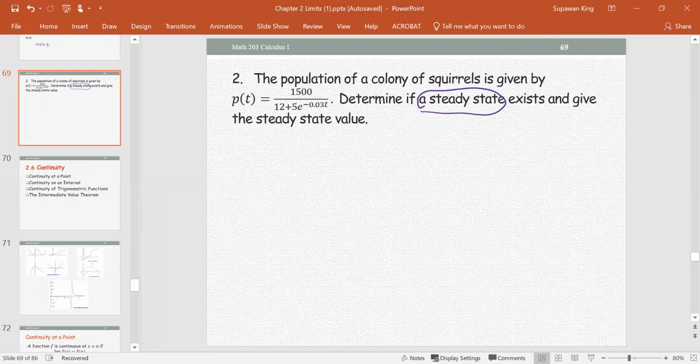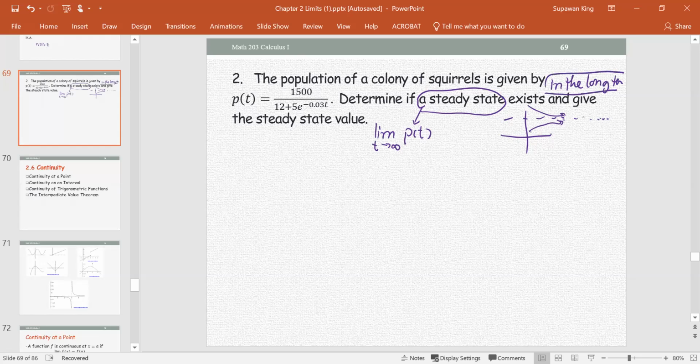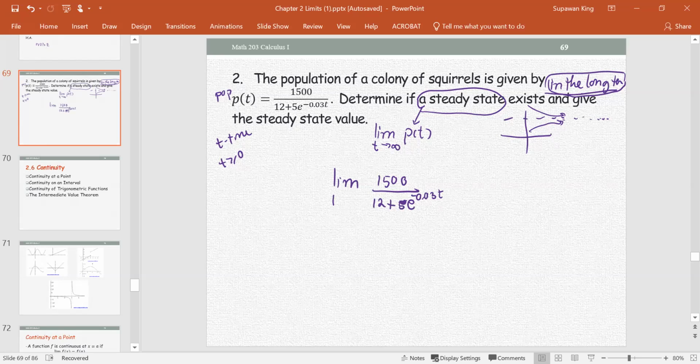Another terminology used is the carrying capacity. Like at one point, the number approaches what? That's the kind of steady state. The mathematical way to find the steady state is to find the limit of the population as t approaches positive infinity, so in the long term. In the long term, what's going on? Does it go to a particular number, or reach a certain quantity of the population? So P is the population and t is time, and time is always greater than or equal to zero. Otherwise it's not applicable, because we don't look at negative time. So we look at the limit at positive infinity: the limit of 1500 over 12 plus 5 times e to the negative 0.03 times t as t approaches infinity.